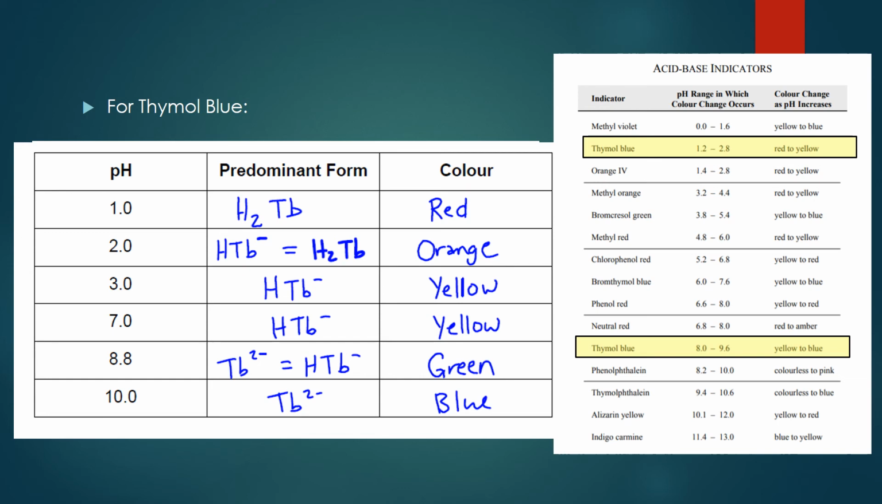When we go to a pH of 7, it hasn't started the second donation of protons yet, so we're still completely yellow. At a pH of 8.8, we're halfway between the yellow and the blue, and that's where I get that green color. Finally, at a pH of 10, we've gone through that second ionization altogether. The only form I have left is Thymol Blue 2-, so we're going to be completely blue. That goes through the different transitions of the Thymol Blue color.